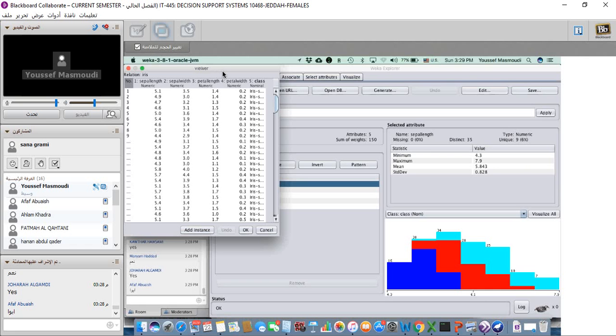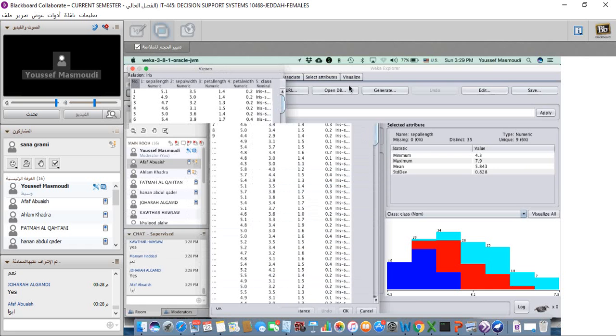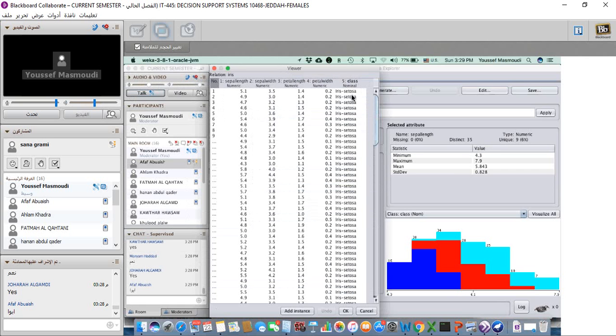What is this? So this file is concerning data of flowers, okay.